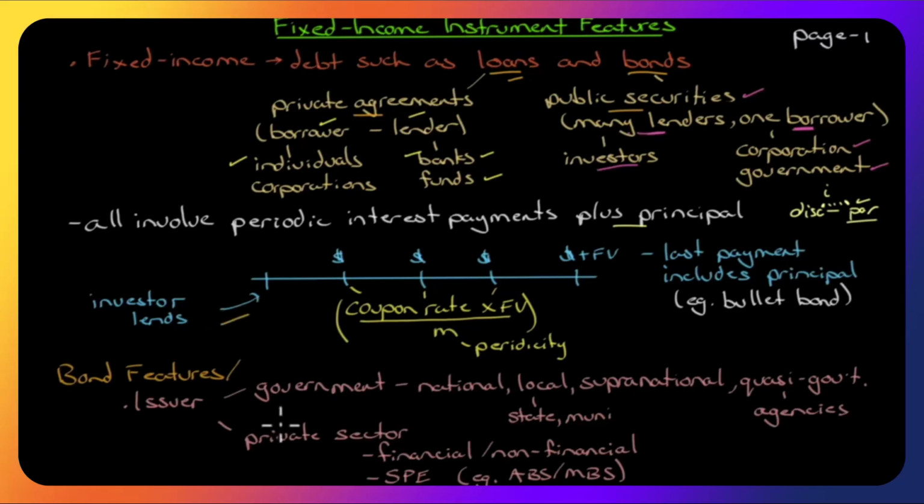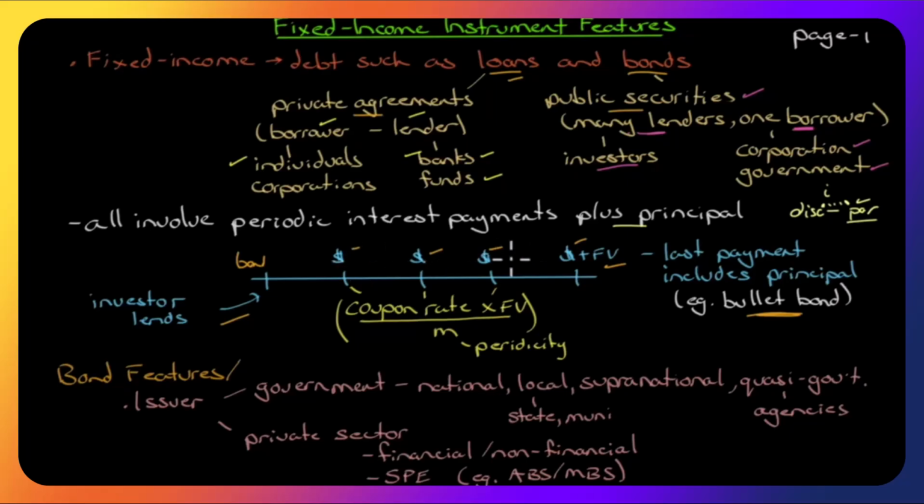Let's look at the structure of a typical bond. Investor lends money on day one. In other words, they buy a bond. And over the life of that bond, they will receive coupon payments. And on the last coupon payment, they'll also get the face value of their bond returned to them. This is a bullet bond structure. There are different types of structures, like partially amortizing and fully amortizing bonds, which you will see as we go through the fixed income section.